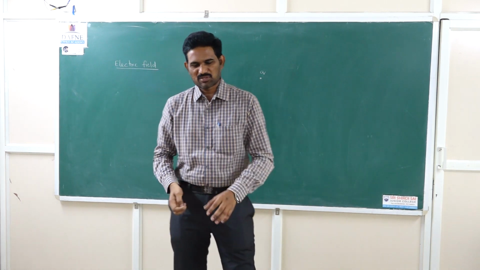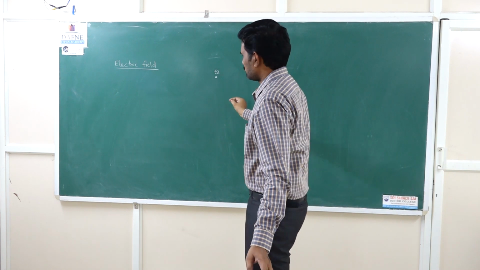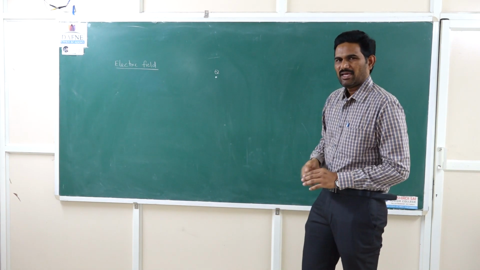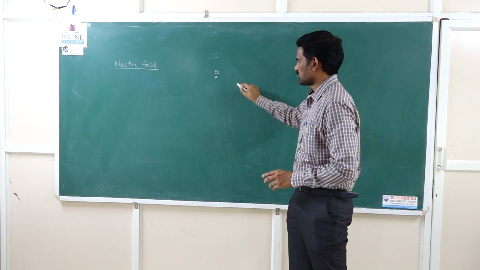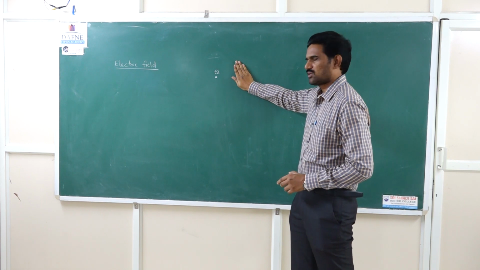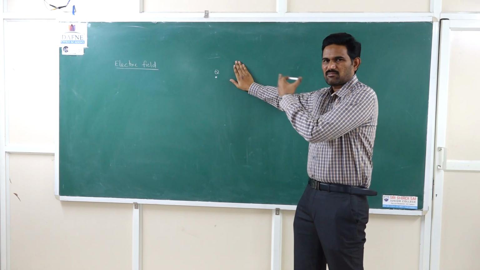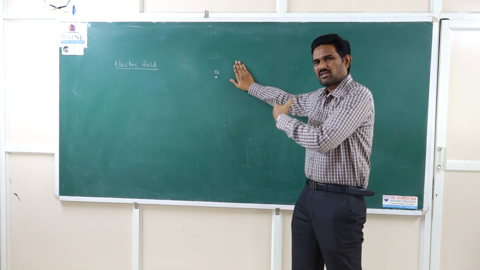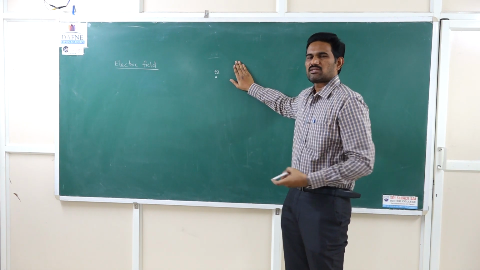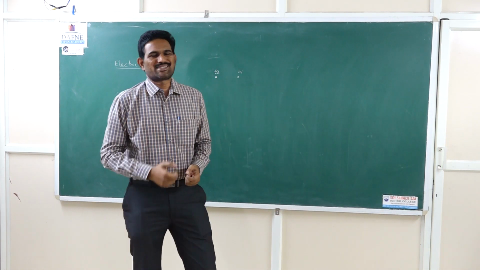What actually happens is, when this charge is placed at this point, its influence will be felt around this charge in the space. If any other charge is placed in the surroundings, that charge will experience a force due to this charge. Even if only this capital Q is present in the space, its influence will be there in the space. The region up to which that influence is felt is what we call the electric field. If any other charge is placed in that field, that charge will experience a force. That is the meaning of the electric field.